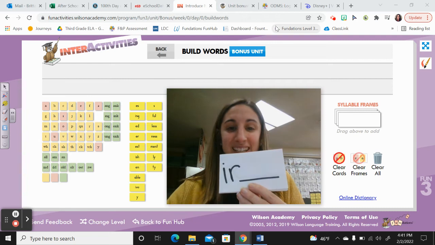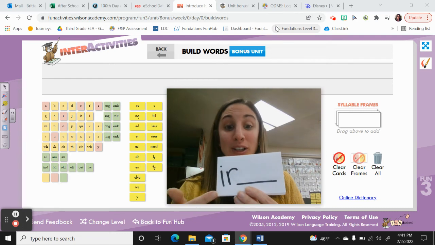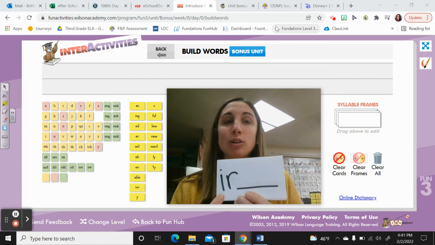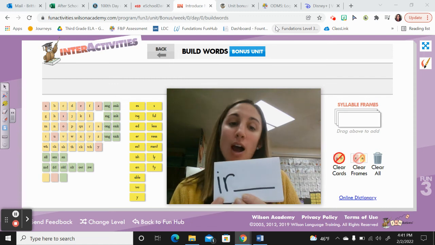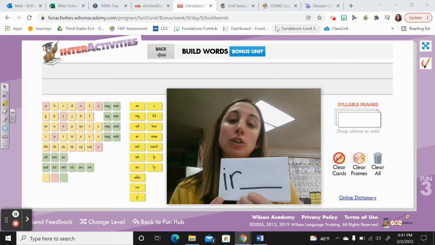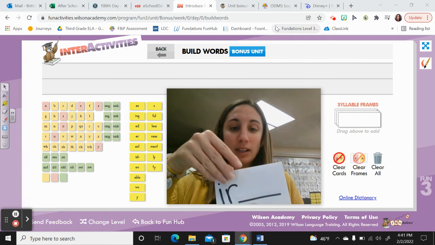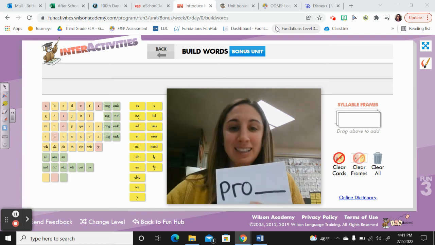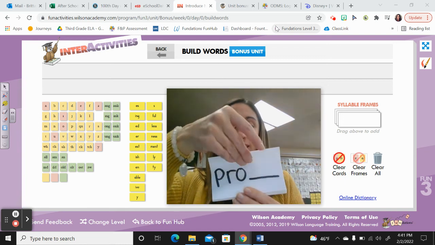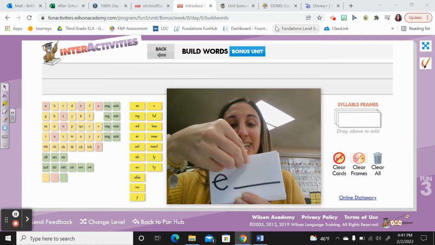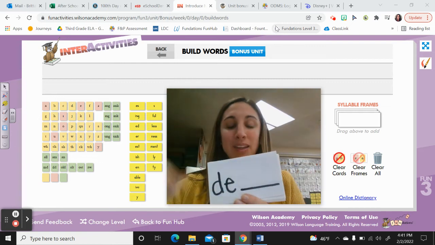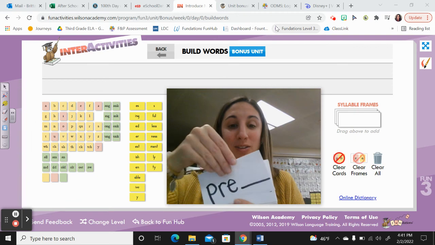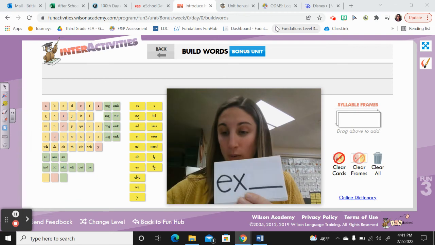Dis, ear. This one's different. It is ear. Like think of the word irresponsible. It means not. If you're irresponsible, you're not being responsible. Good. Try this one. Re, pro, e, d, pre. Looks like those were a lot of our open ones, right?